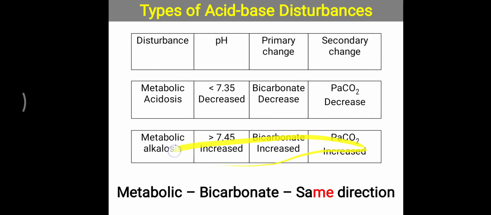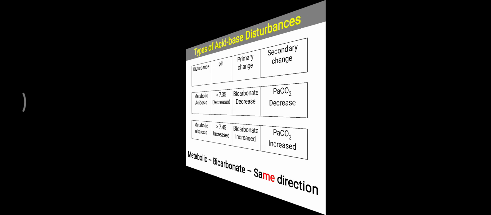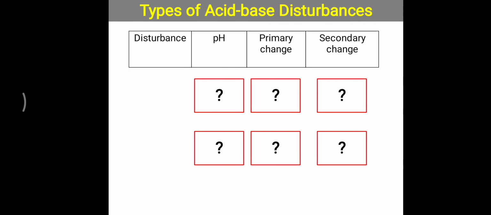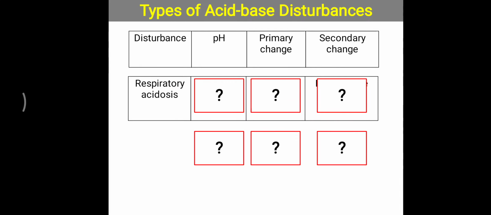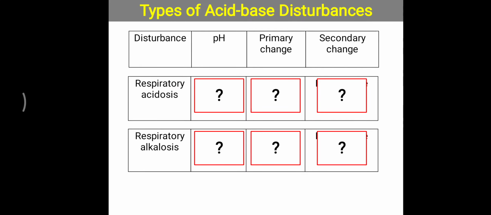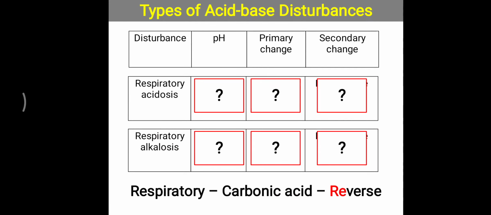But if it is increasing, it means alkalosis condition. So, a simple mechanism to make everything easy: you have to simply remember that the same direction means metabolic, and the reverse direction of the pH means respiratory condition. Further, you have to remember whether it is partially compensated, fully compensated or uncompensated condition. Now, what happens in respiratory acidosis and respiratory alkalosis, that we will discuss.